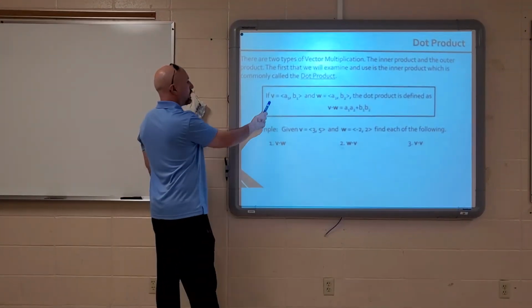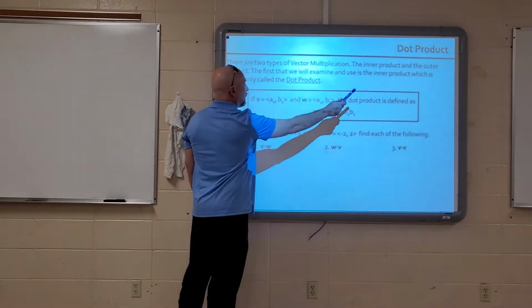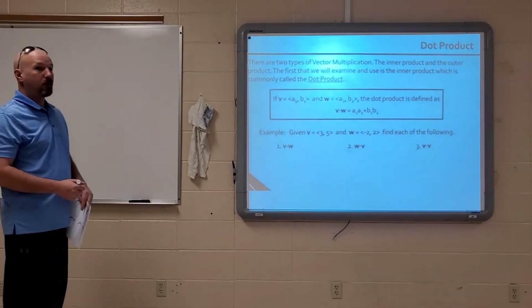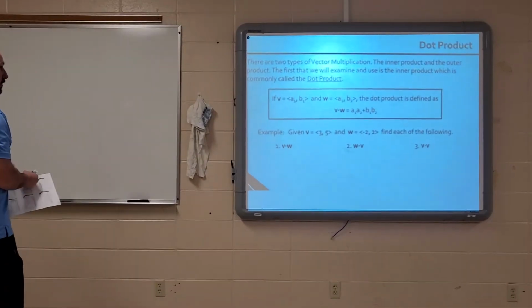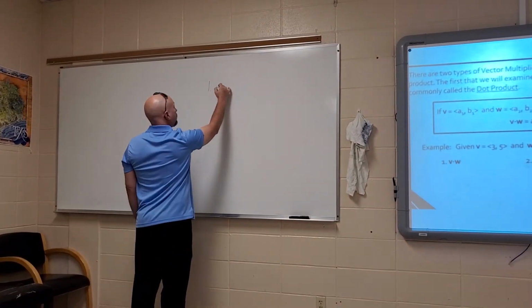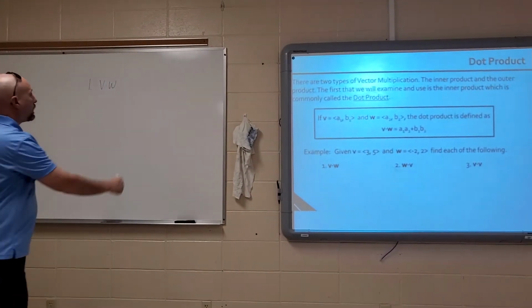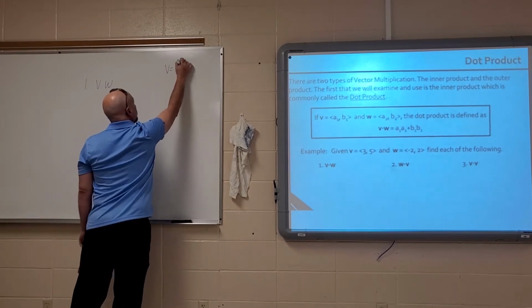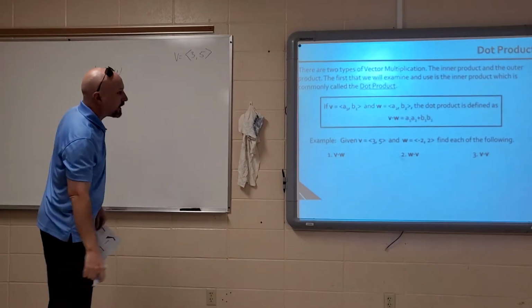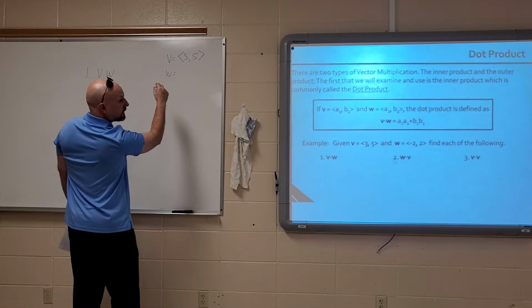Here's the definition. If V is A1, B1 and W is A2, B2, then the dot product is defined as V dot W is A1 times A2 plus B1 times B2. So let's look at example 1. V dot W. Okay? So V is 3, 5, and W is negative 2, 2.